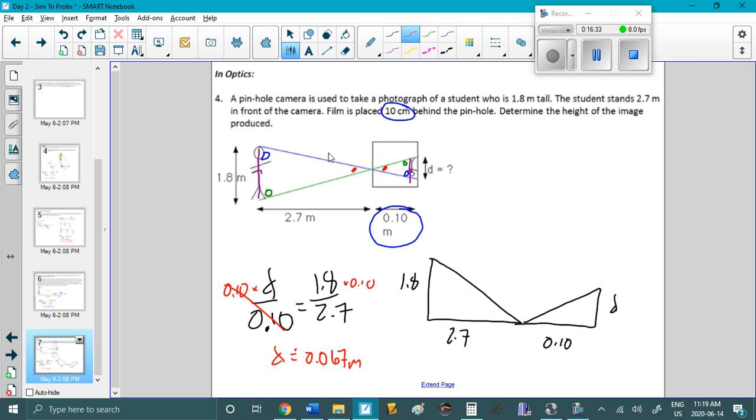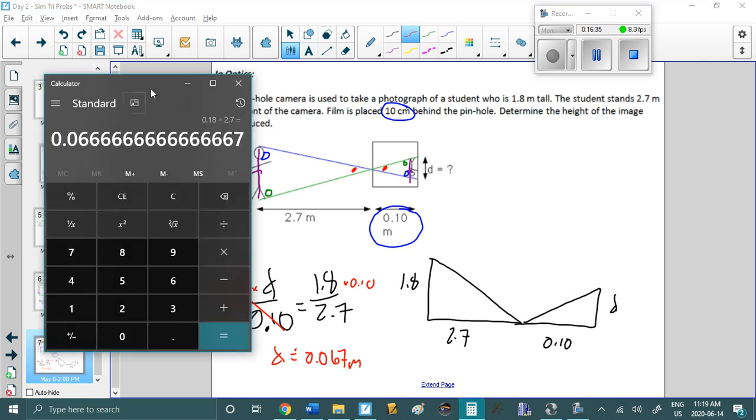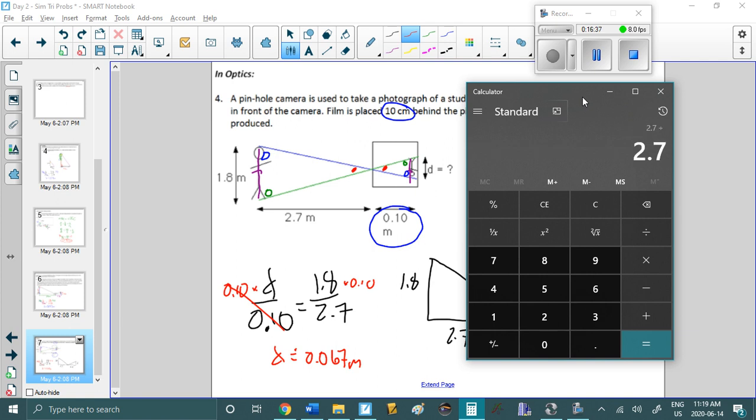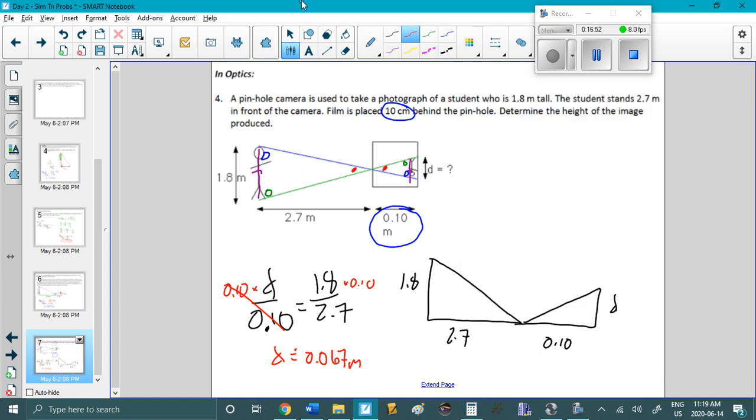And you can think about it this way. Let's do 2.7 divided by 1.8. That's 1.5. And then if we do this divided by this, we should also get 1.5. We get 1.49. So we rounded, so we're good. All right, so that is the height of the image produced on the sensor of the camera.